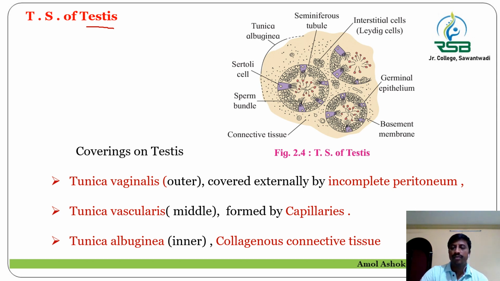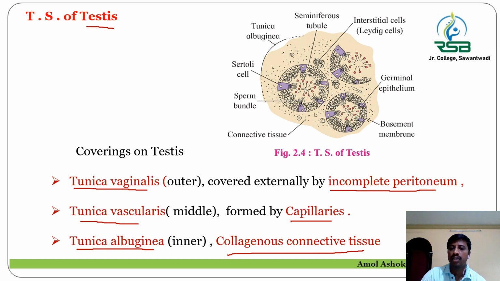The coverings of testis, outer, middle and inner, we are coming to them. The outer covering of testis is called the tunica vaginalis, and it is covered by incomplete peritoneum. Then the middle covering of testis is called the tunica vasculosa, which is formed by the capillaries, and the innermost layer of testis is called the tunica albuginea, which is made up of collagenous connective tissue.